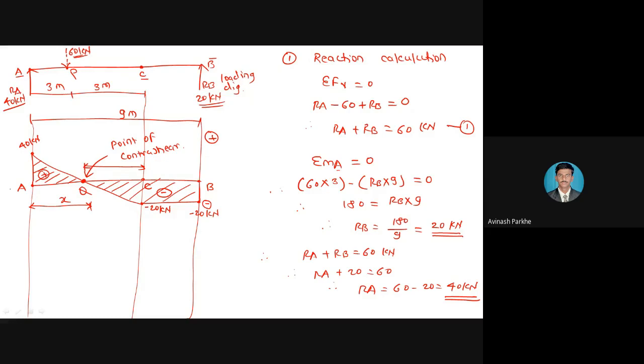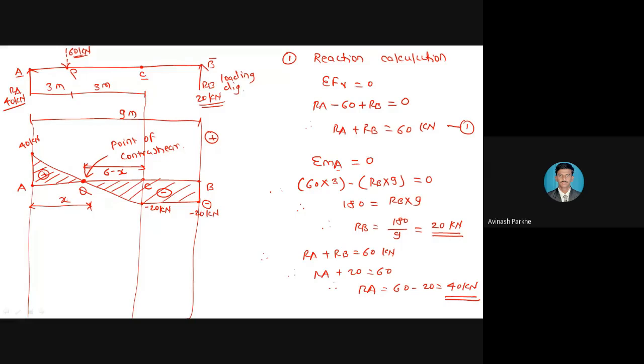Because the AC distance we have, AC distance is known, A to C means your UDL is there. AC distance is 6 meters, we know. So this QC distance means 6 minus X. If we subtract this X distance from the total 6 distance, then the QC distance will be 6 minus X. And this X distance is called AQ.